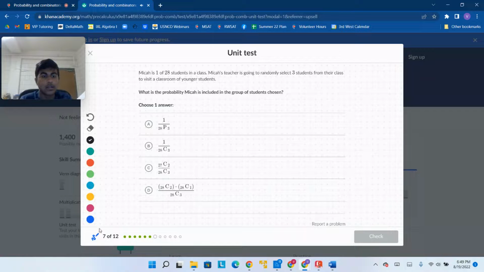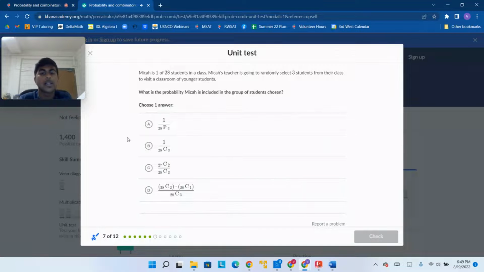Micah is one of 28 students in a class. Micah's teacher is going to randomly select 3 students from their class to visit a classroom of younger students. What is the probability that Micah is included in the group of students chosen? So how do we go about doing this? What do we think about here?